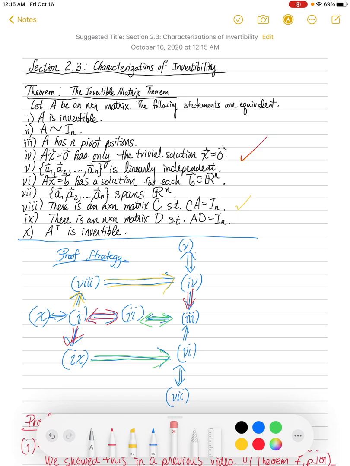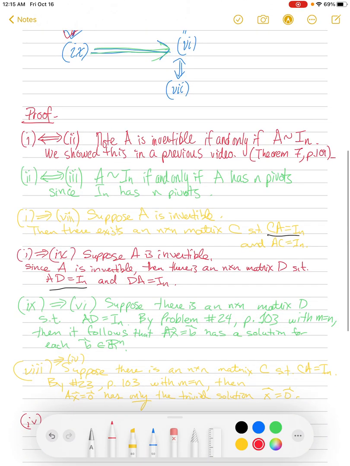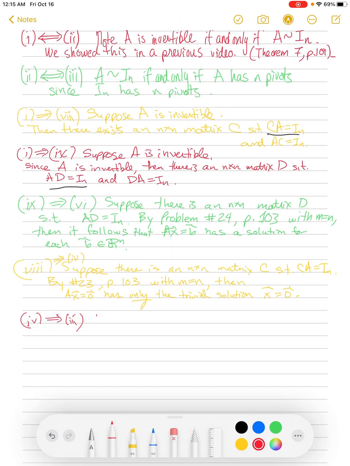So what's 4? AX equals 0 has only the trivial solution. So we're going to start with that. We're going to assume that. And we got to show what 3. You have n pivot positions. A has n pivot positions. So let's assume AX equals 0 has only the trivial solution. Suppose AX equals 0 has only the trivial solution. Okay?